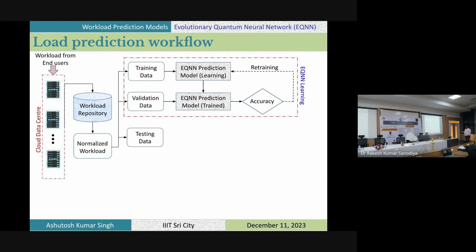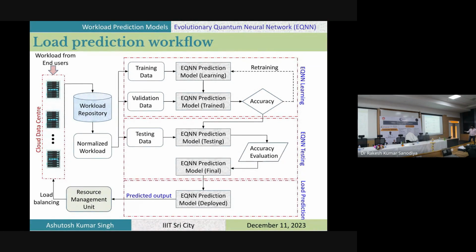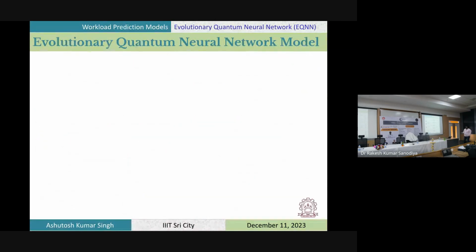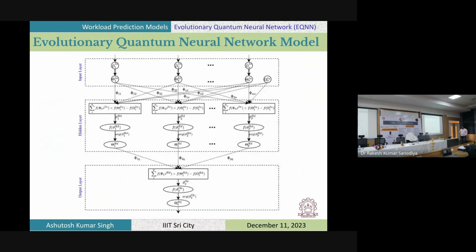After that, the rest is the same. The rest is all trivial here. Once you train the data, then test, then validate, and the predicted output you put to the load balancing part. So, for example, before going for any management, first we predict. And if our prediction is, for example, 100%, then we are very happy. After that, we can use our management effectively. So this is our evolutionary quantum neural network.